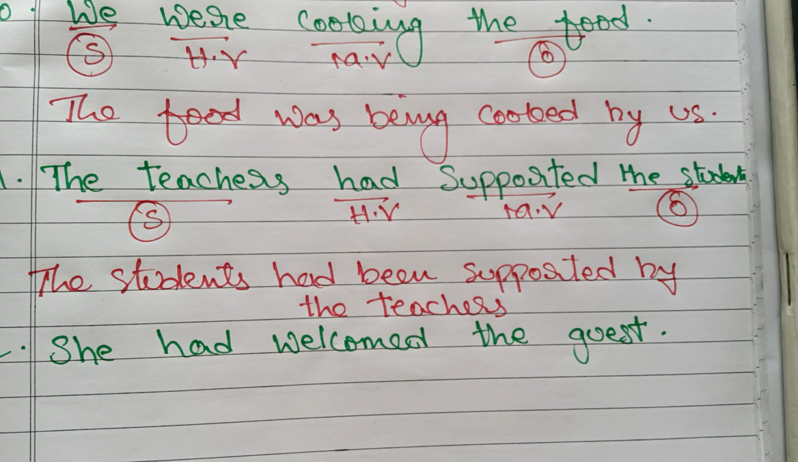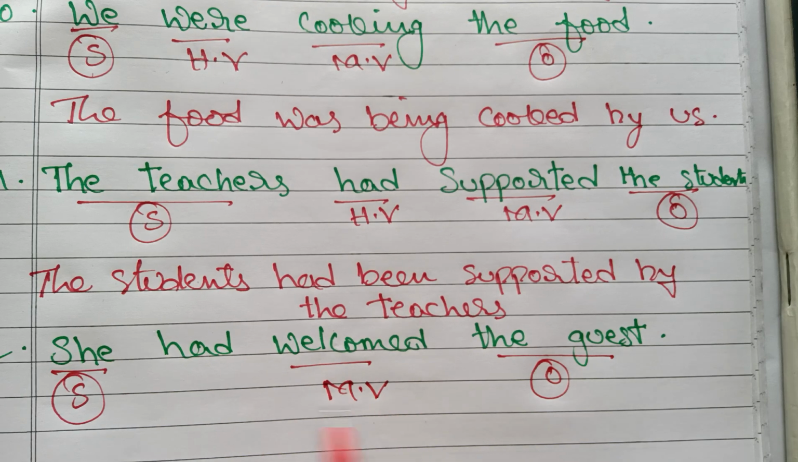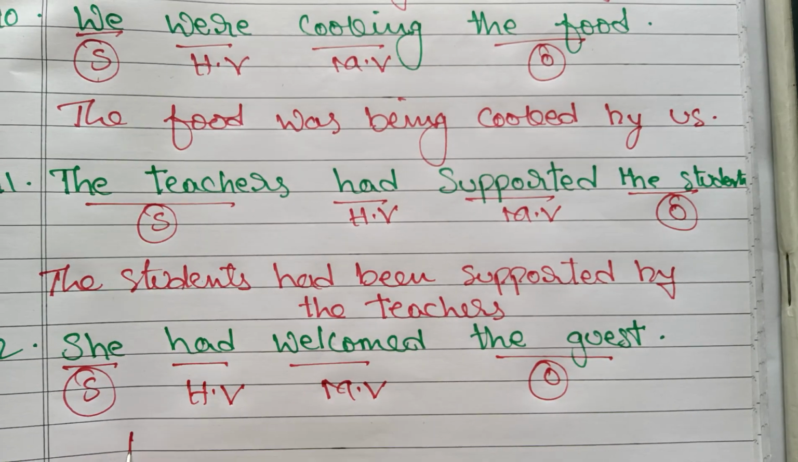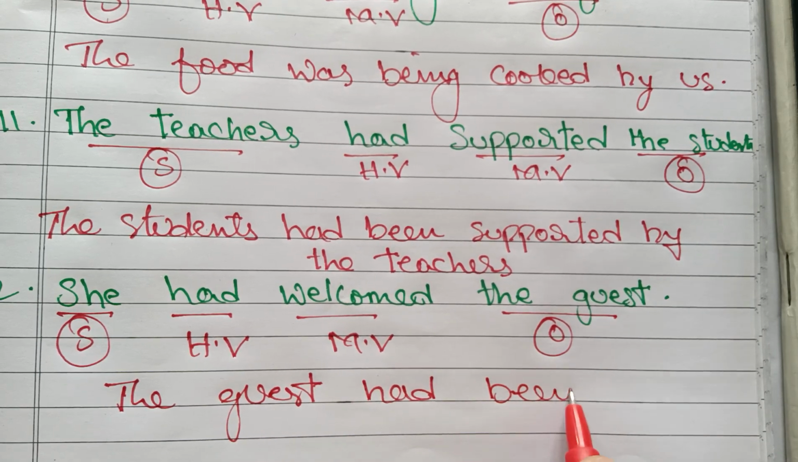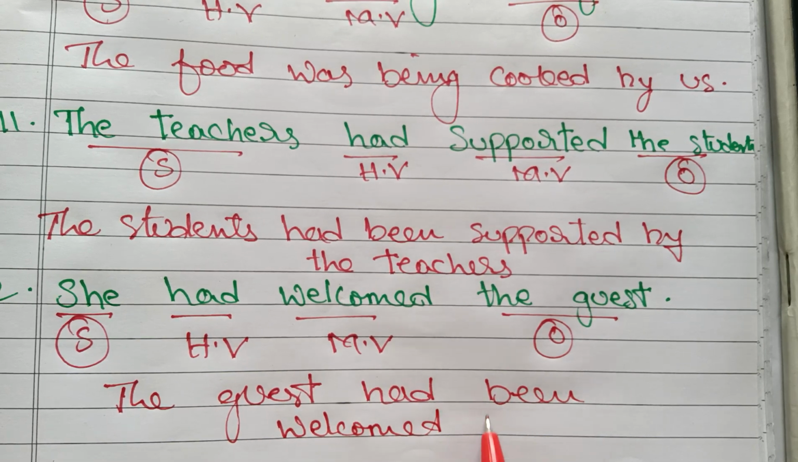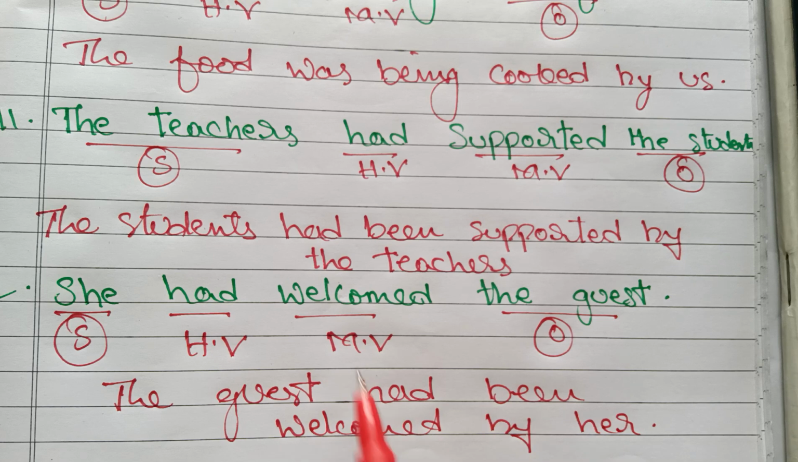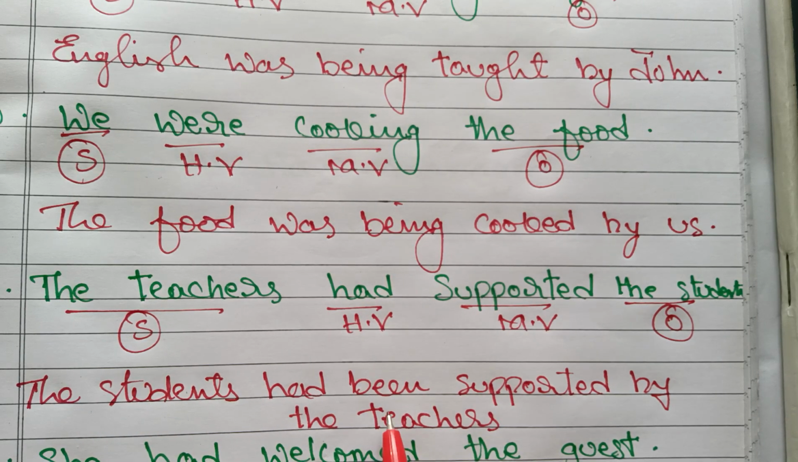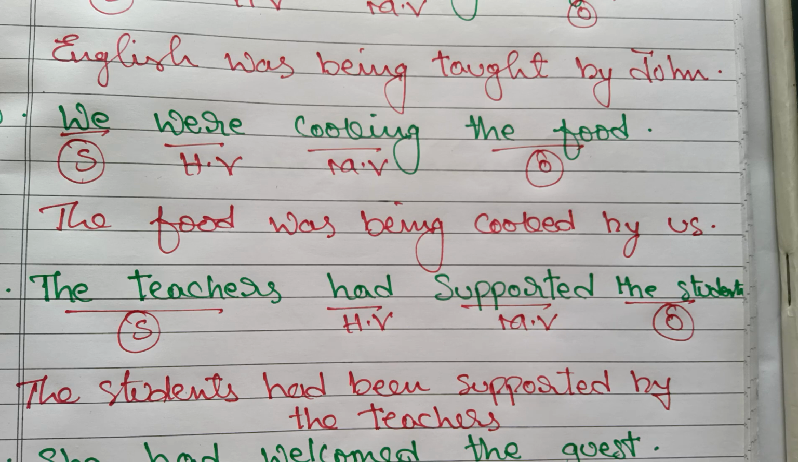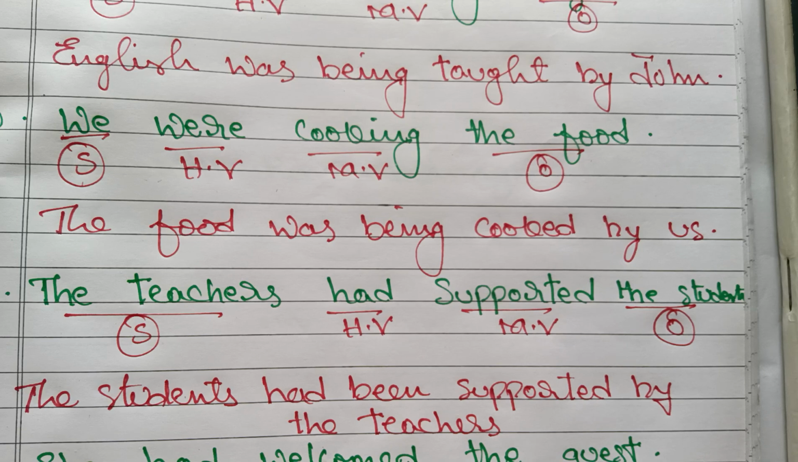12th one, she had welcomed the guest. Subject she, the guest, object, welcomed main verb, had helping verb. So it will be like the guest, it will be had, use been form, then welcomed by, she will become her. That's all. The guest had been welcomed by her. That's all. It's very cakewalk. Understand, for the present continuous, past continuous, use being. For the present perfect and past perfect, use been before the main verb. Now let's see some more sentences in the simple future tense and also future perfect, so that you get a lot of clarity regarding the change of active voice into passive.